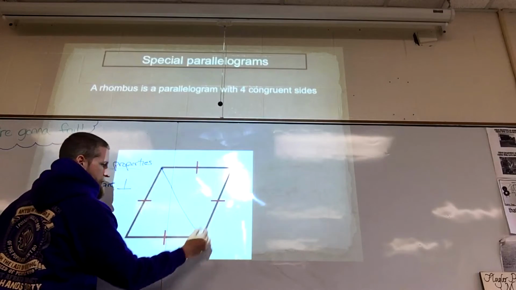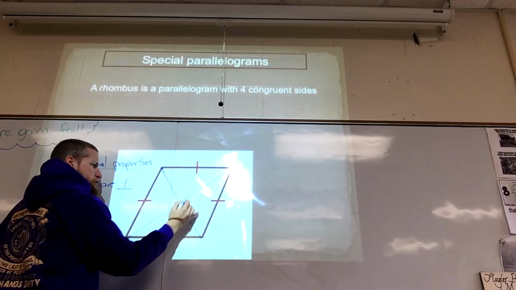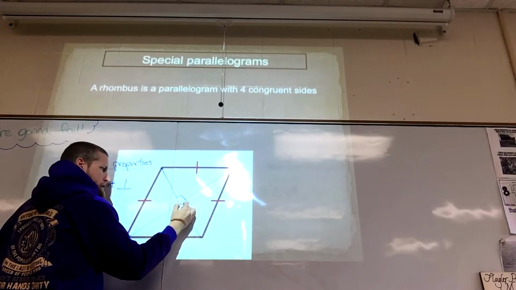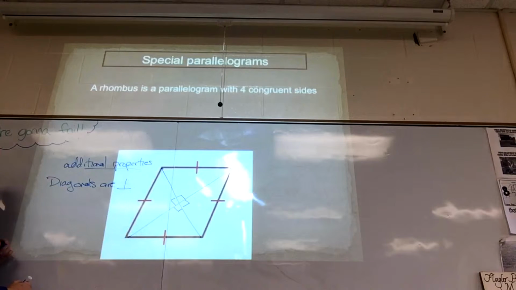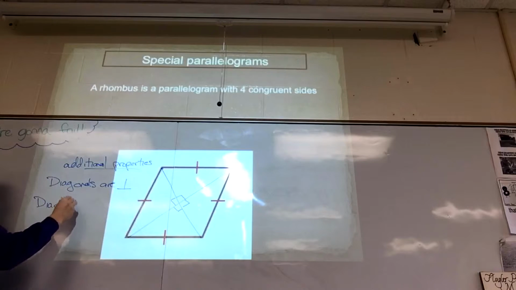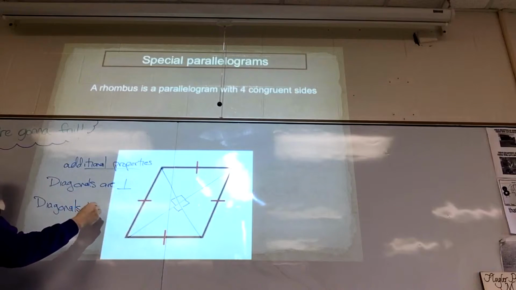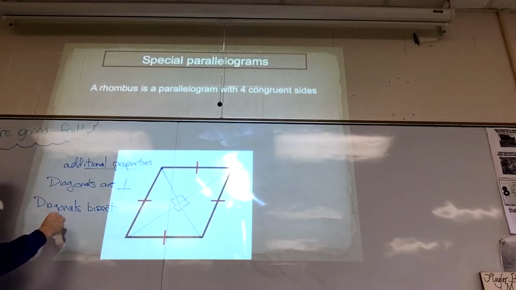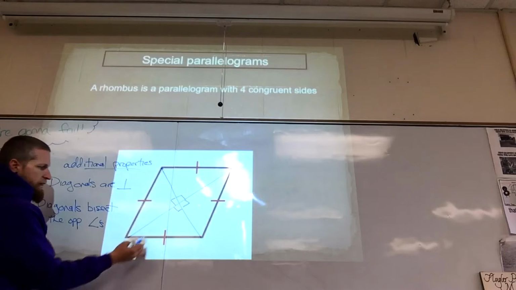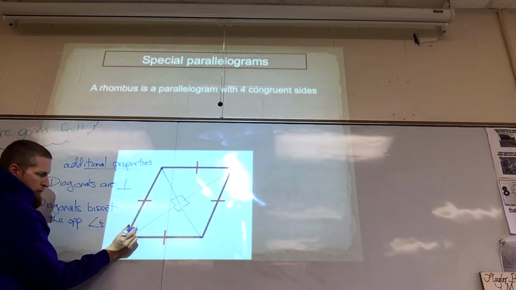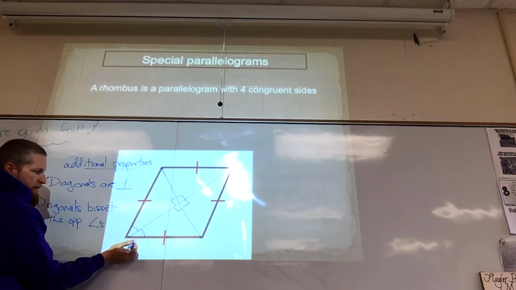So whenever the diagonals are drawn in there, they will create right angles. And then the other thing will be that the diagonals are going to bisect the opposite angles. Meaning this diagonal will take this angle and split it in half.